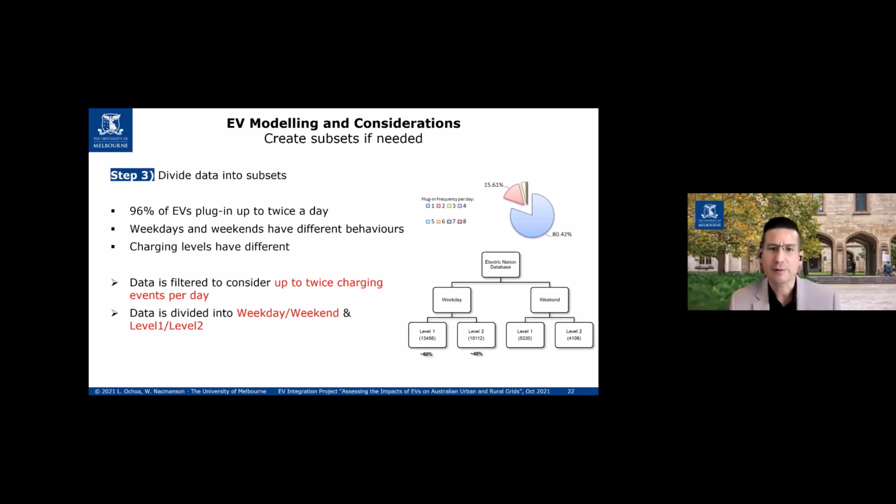Now, when we look at the data set as well, in terms of how do we actually create different pools of profiles, we noticed that around 96% of the electric vehicles will plug in to charge up to twice a day. That means we don't need to model those that are going to plug in 3, 4, 5 times. We also notice that weekdays and weekends have different behaviors, so it is worth separating them. And naturally, the charging levels, level 1 and level 2, will also have different behaviors. So we created all these different pools, where we have weekdays and weekends, level 1 and level 2, and this is how we have our different pools of profiles.